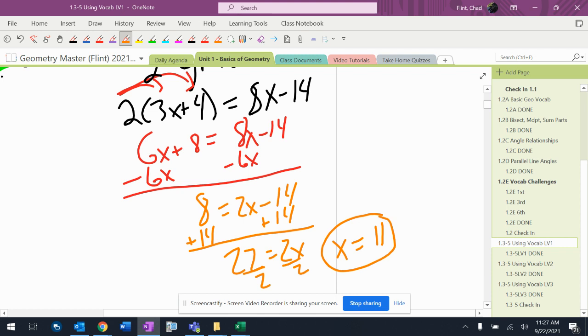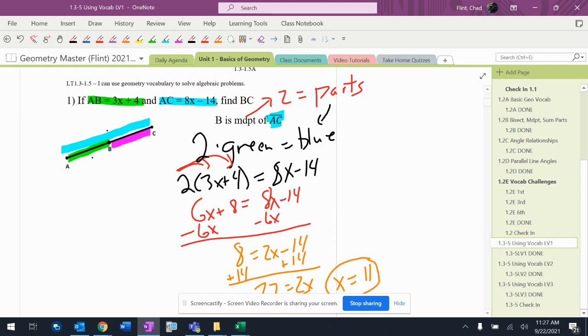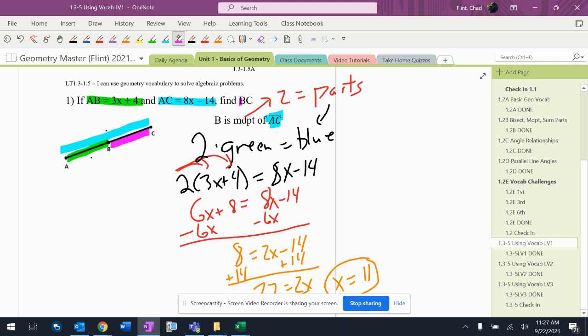And then 99% of the time in geometry, I've got to do something with that 11. I hope that it's just plugging it back in easily. Sometimes it might be doing something else, but it's going to have to go someplace. So what does it want to know? Well, it wants to know BC, which I highlighted in purple.